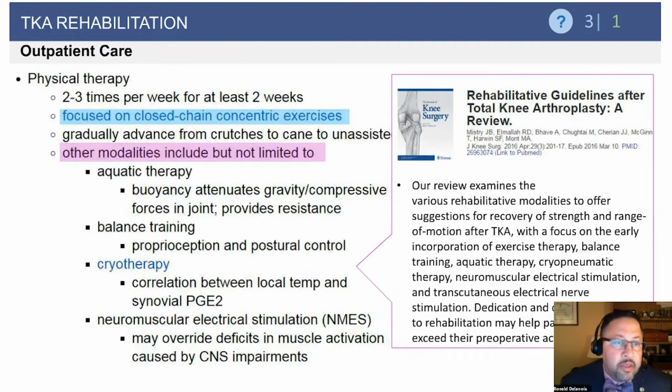Physical therapy focuses on the closed chain exercises. What's important in this slide here is the cryotherapy. Cryotherapy is cold therapy. It has been shown to improve range of motion in the immediate postoperative period, and that's probably secondary to modulating the pain threshold or improving the pain of the patient.